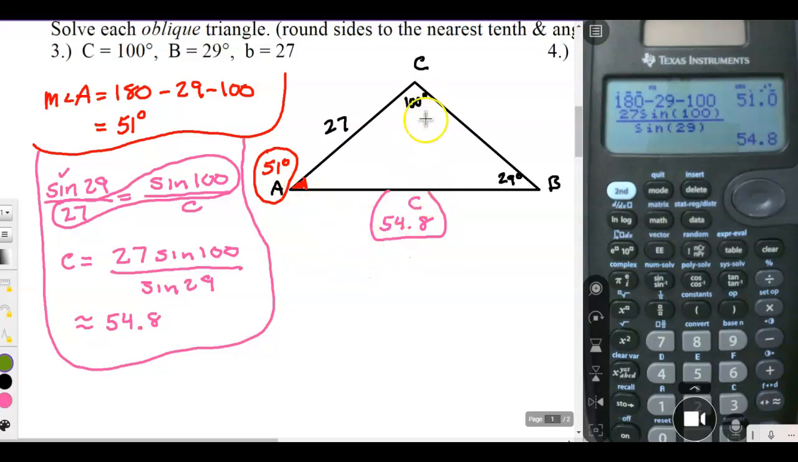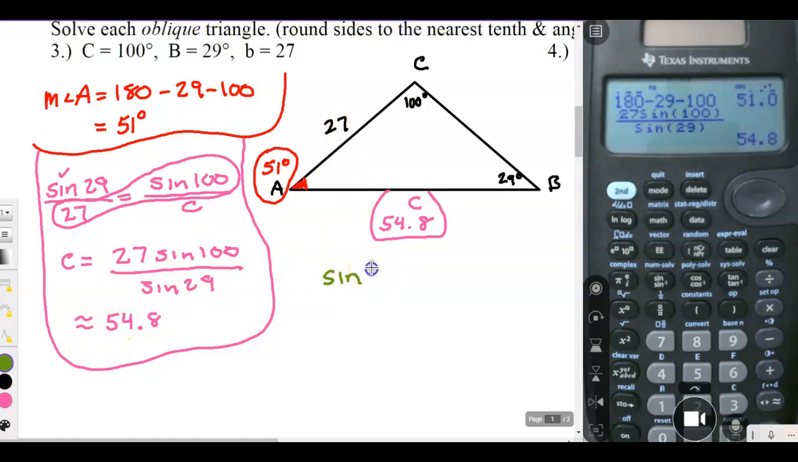Now you have a choice. Should I use sine of 100 over 54.8 as my angle-side pair, or should I stick to angle B and side B? The correct one would be to stick to B, because B is exactly 27, whereas C is 54.8. You'll get basically the same answer, but mathematically, if we have a choice between an exact measurement like 27 or an approximate measurement, let's go with the exact measurement.